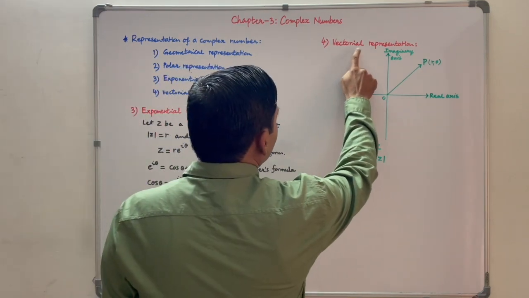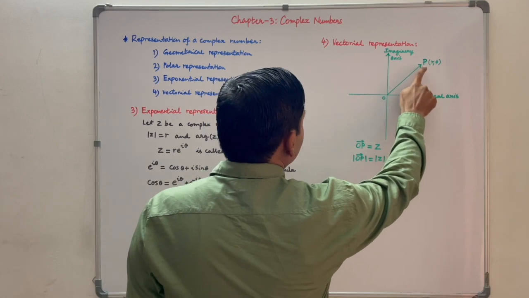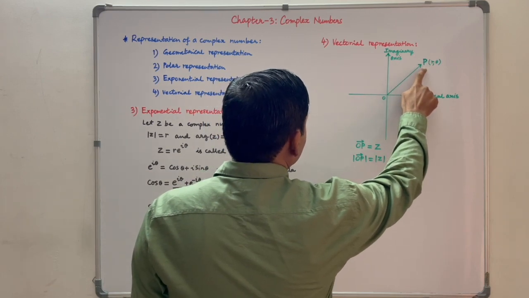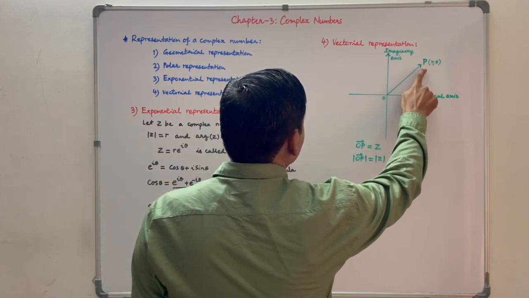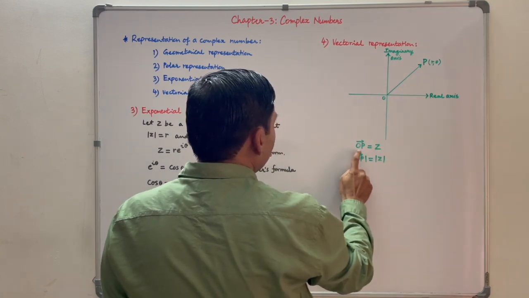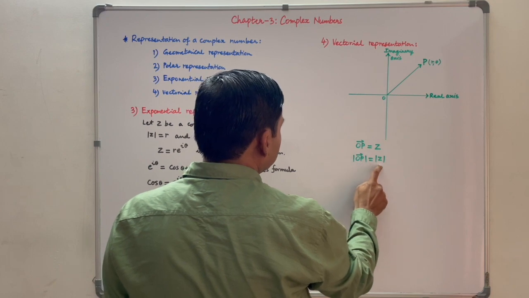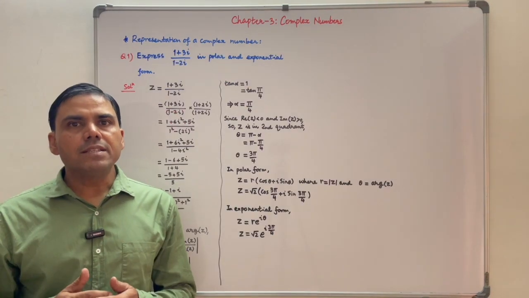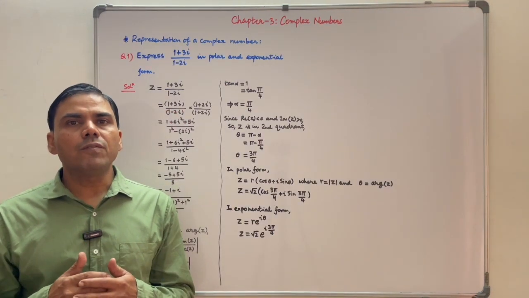Fourth one, vectorial representation. Suppose P is a point in the complex plane that represents complex number z. So z can be represented by vector OP. Mod of vector OP is equal to |z|. Now let us see a few questions based on representation of complex numbers.